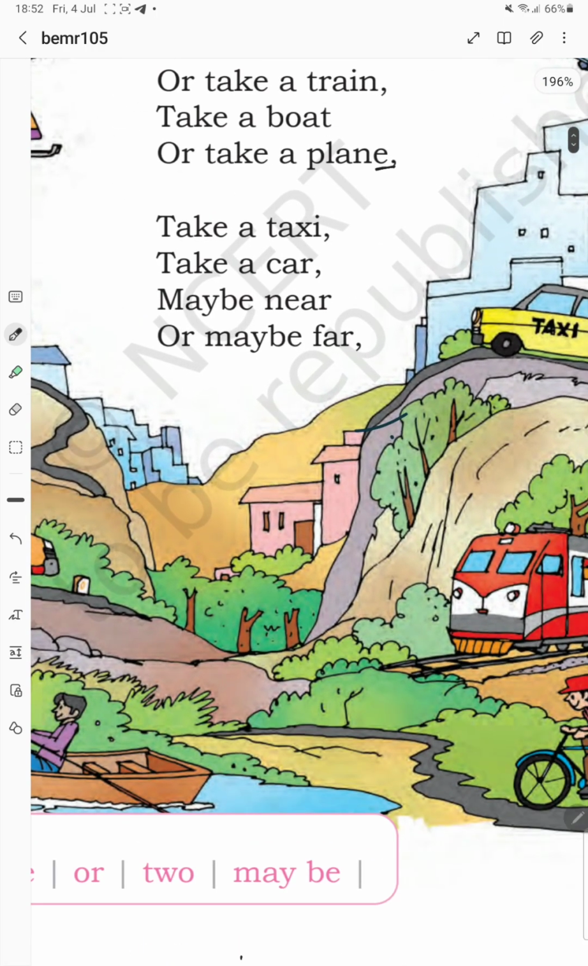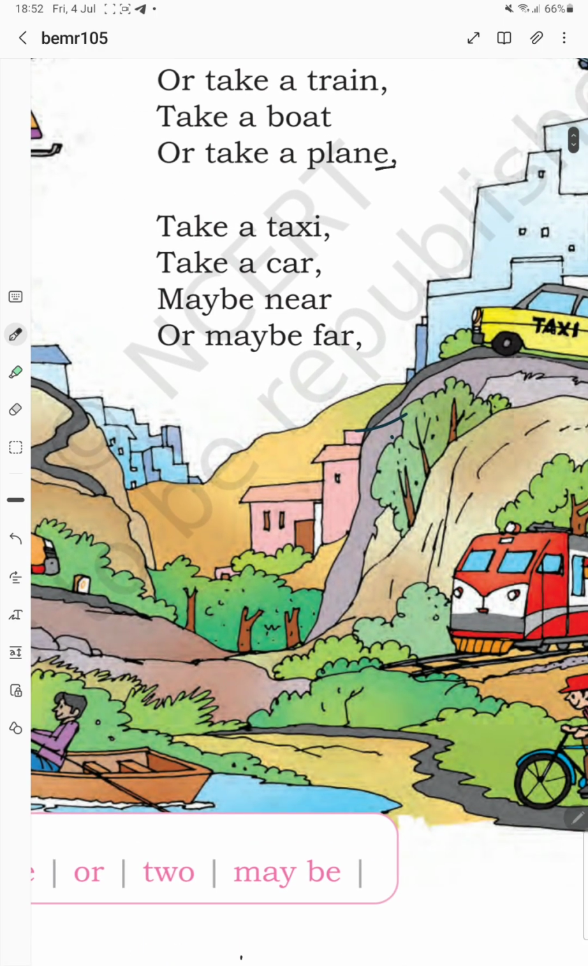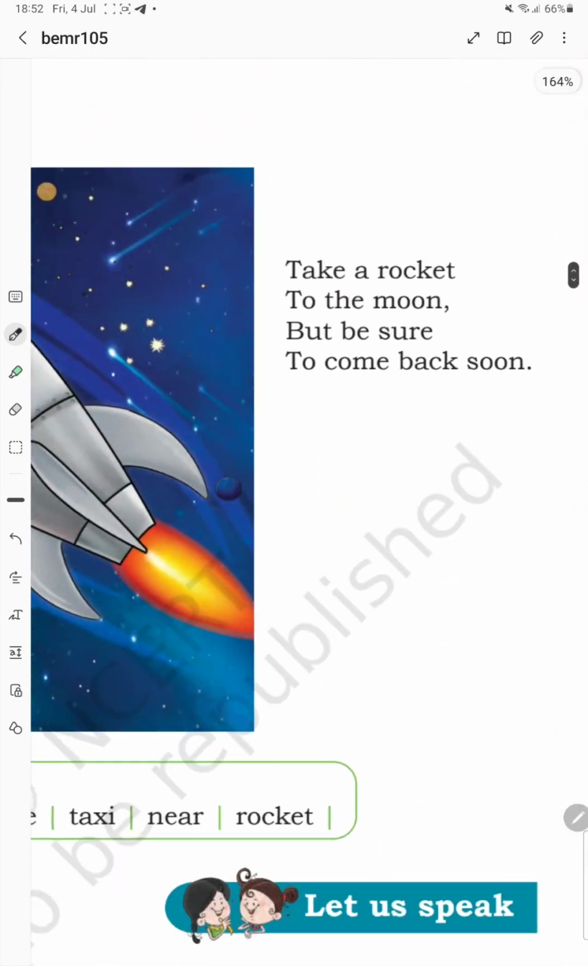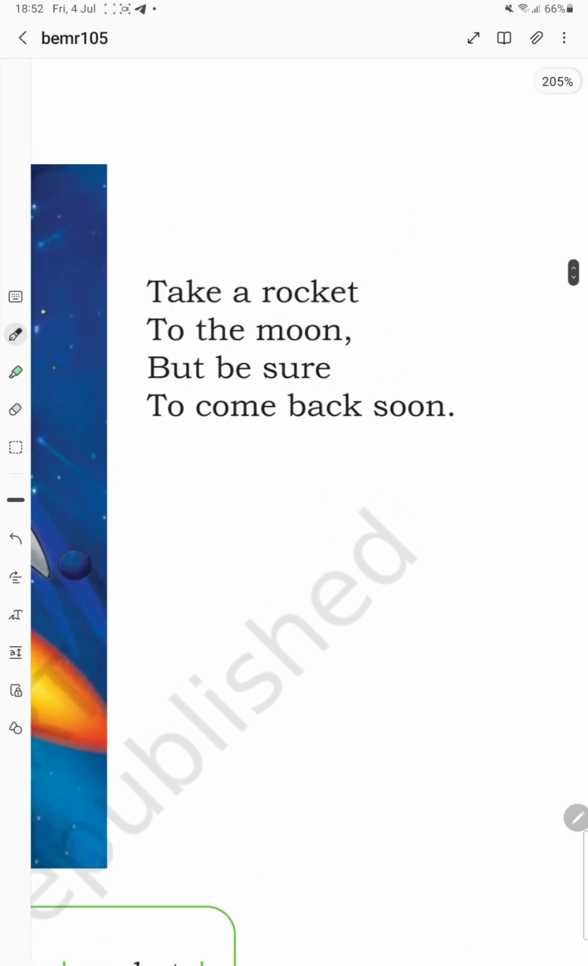And again, or maybe far. We have already done the sound of AR. This will give R sound, R. In the next line, we have already done that whenever CK, these two letters come together, K will be dominant and we will read it rocket to the moon. Again, the double O comes together and this gives OO sound.